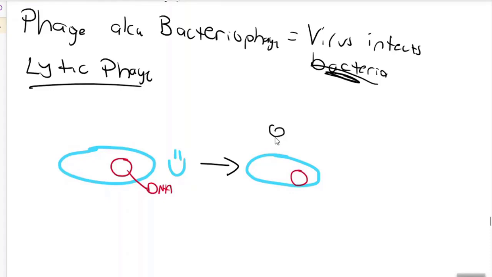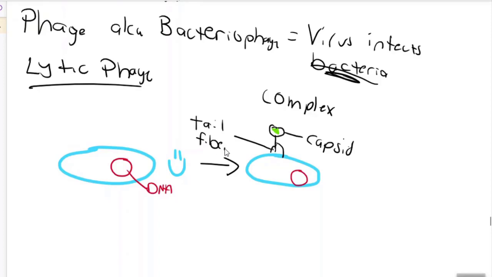phage. So remember, phage are a type of complex virus. They have a complex shape. This round part up here, that's the capsid, which is the protein coat. And the capsid is going to protect that nucleic acid, which is inside of it. The phage has these little arm-like things, and these are called the tail fibers. And the tail fibers are going to attach to the bacterial cell. They're going to attach to a receptor on the cell and get ready to cause their infection.